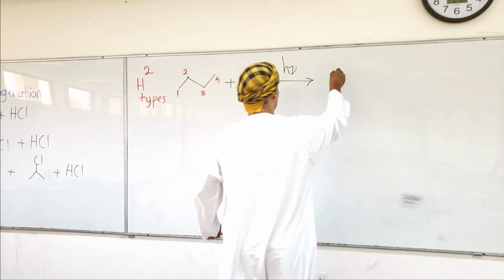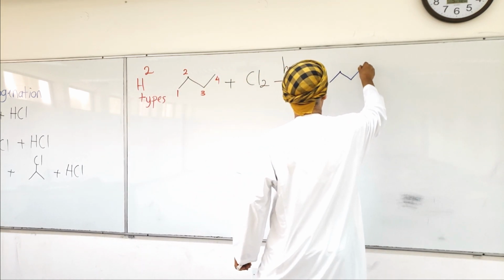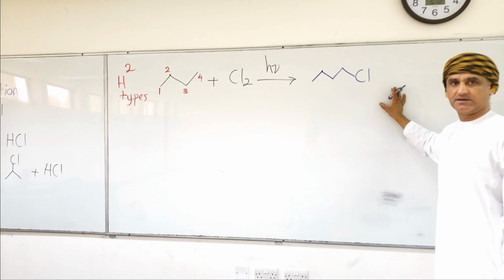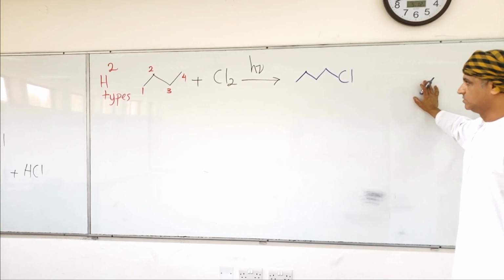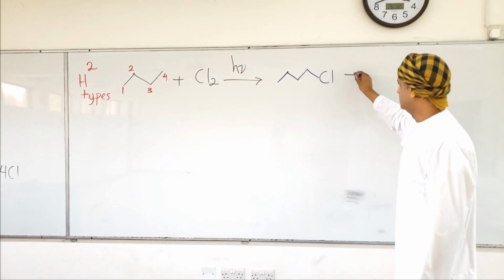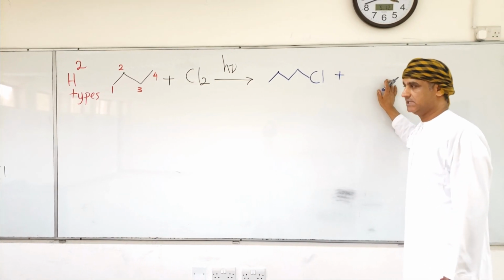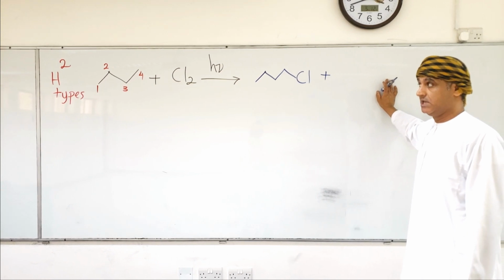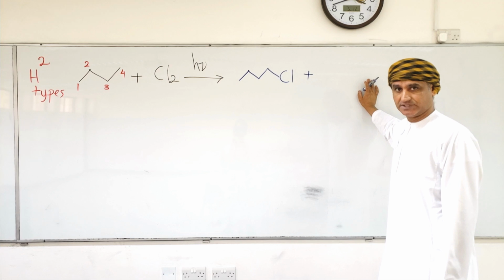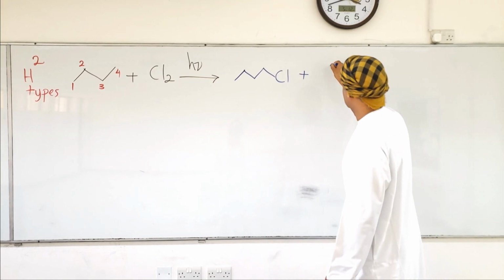This would be one of them, where one of the 6 termini hydrogens is substituted. This is the first product. The second product is where one of the middle 4 hydrogens, the methylene hydrogens, is substituted. So this is the second product.